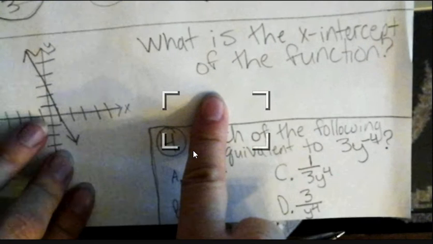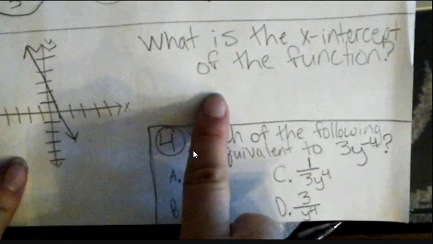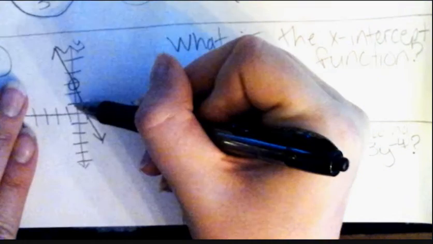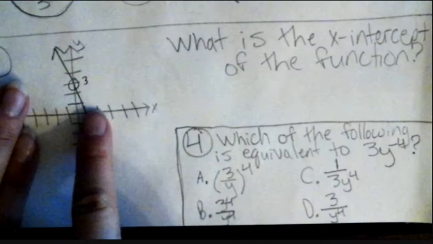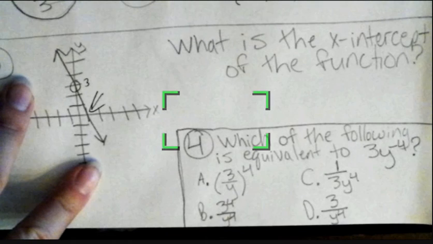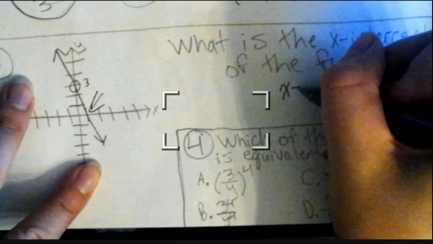Okay, moving on to this one. What is the x-intercept of the function? So x-intercept is different than the y-intercept. Here, the y-intercept would be right here. I'm sorry that it keeps losing focus. Okay, so the y-intercept would be positive 3. But I don't want that. I want the x-intercept. So where does it cross the x-axis? Right there, where x equals 1.